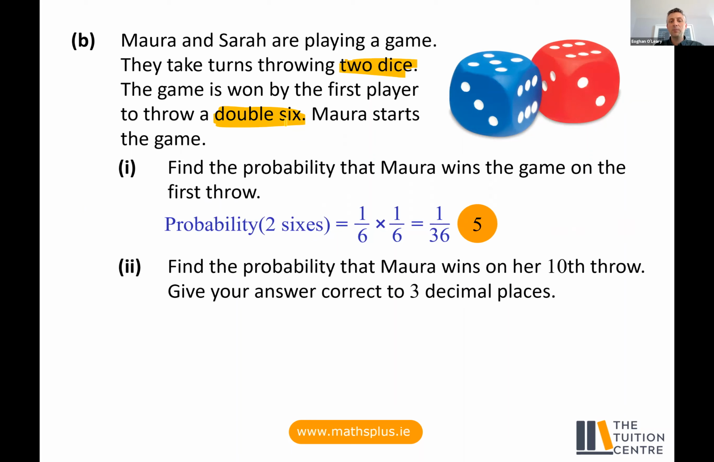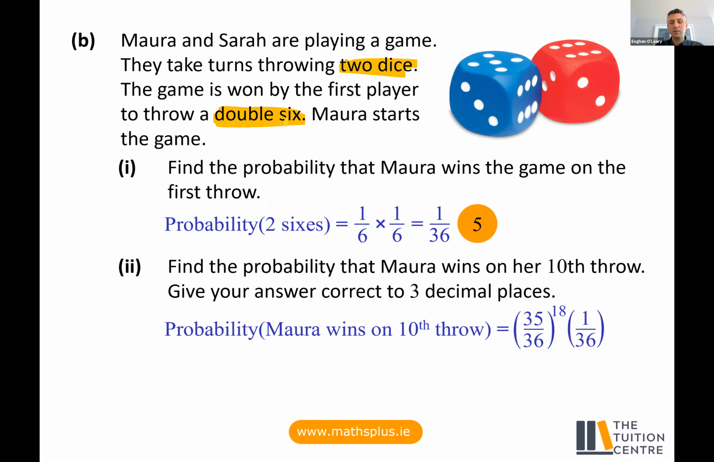That's 5 marks. Find the probability that Maura wins on her 10th throw. Give your answer correct to 3 decimal places. Well, with this question, what we're saying is that Maura wins on her 10th throw. What that means is that both Maura and Sarah have 9 failures in a row, if you want to say it like that. They failed to win on their first 9 throws. The probability that you're successful, that you roll a double 6, is 1 over 36, as we know. So that's success. That implies failure is 1 minus that, so it's 35 over 36.